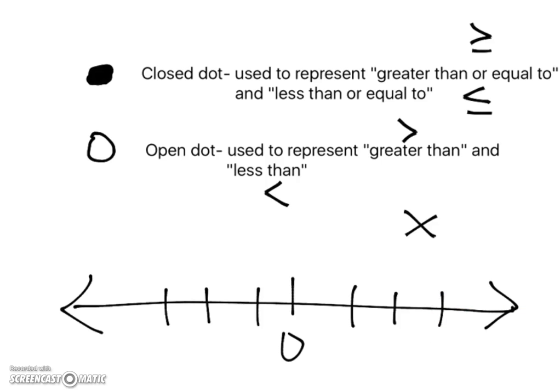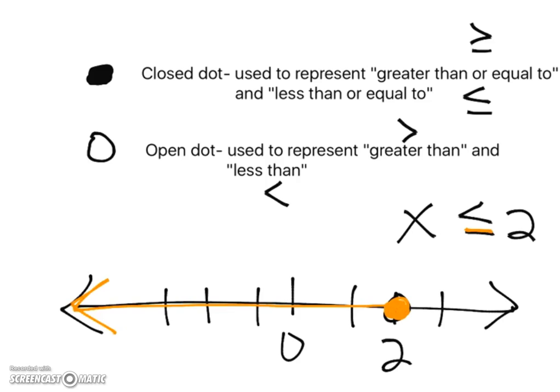So if I wanted to do x is less than or equal to 2, I would start with plotting the number 2 on the number line. Now since it has the line under it, right here, we are going to have to fill this in. So the dot has to be filled in. And it says x is less than or equal to 2, so it should be all the numbers that are smaller than 2. So it points to the left.